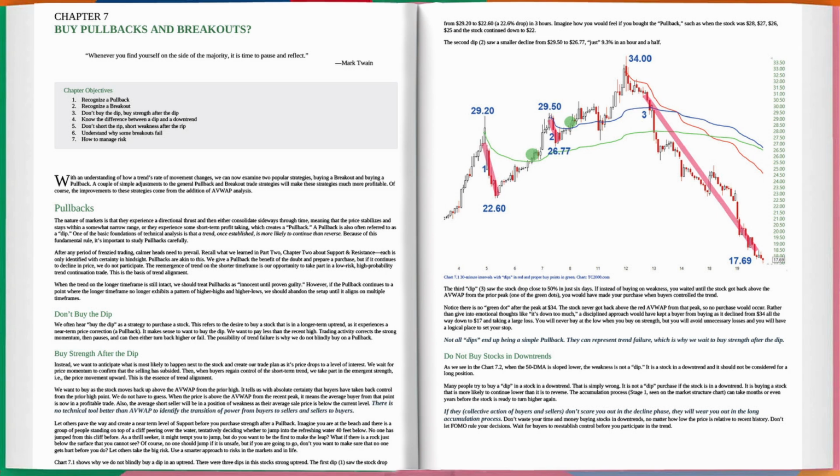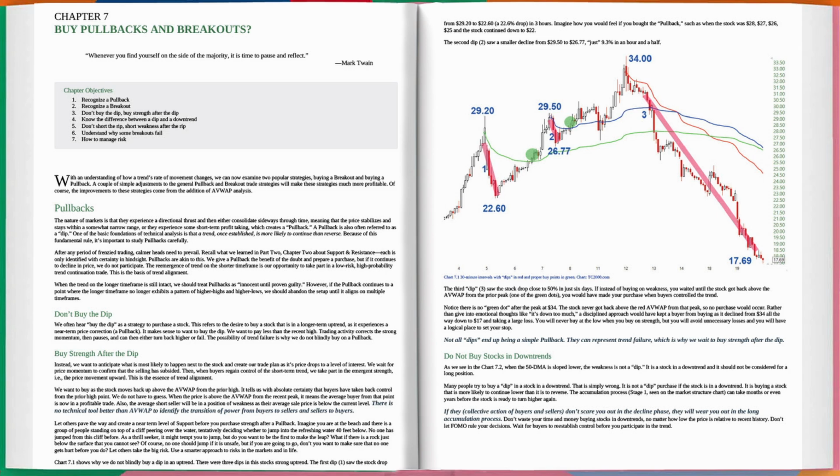Pullbacks. Nature of markets is that they experience a directional thrust and then either consolidate sideways through time, meaning that the price stabilizes and stays within a somewhat narrow range, or they experience some short-term profit-taking, which creates a pullback. A pullback is also often referred to as a dip. One of the basic foundations of technical analysis is that a trend, once established, is more likely to continue than reverse. Because of this fundamental rule, it's important to study pullbacks carefully.